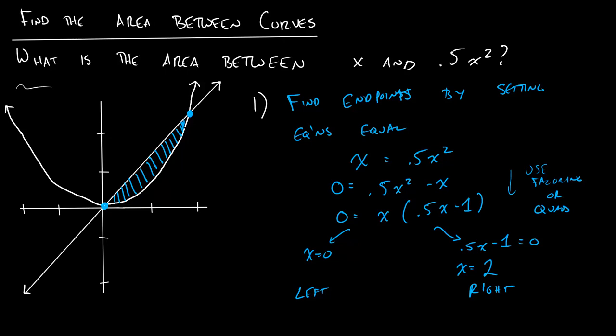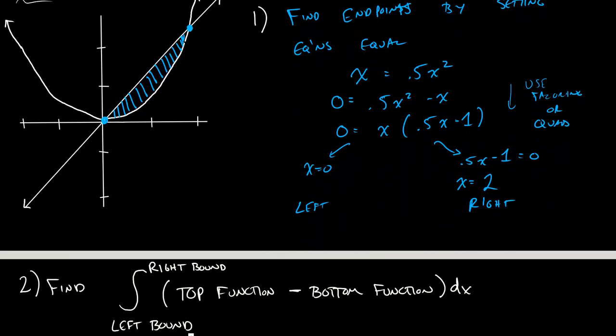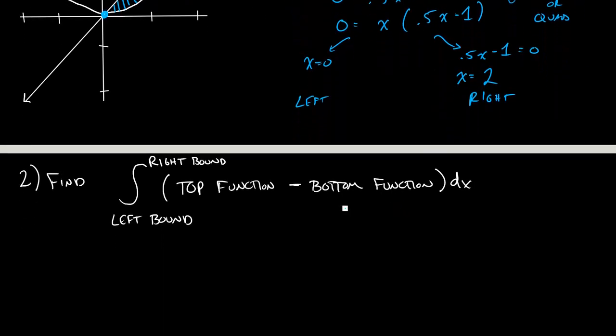Now, what do we do next? It might seem like we have a lot of work left, but we've actually done all the hard work. So the next thing that we're always going to do, after we found our endpoints, is we just use this general form. So we take the integral from our left bound to our right bound, and then we have the top function minus the bottom function. So what does that look like in our problem?